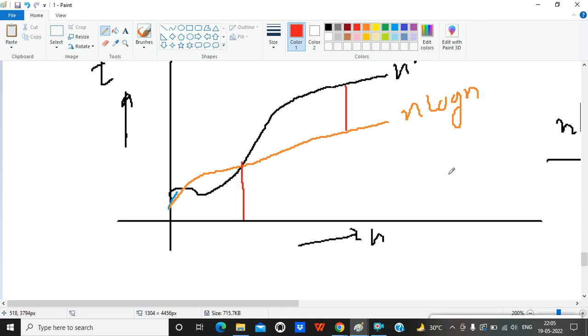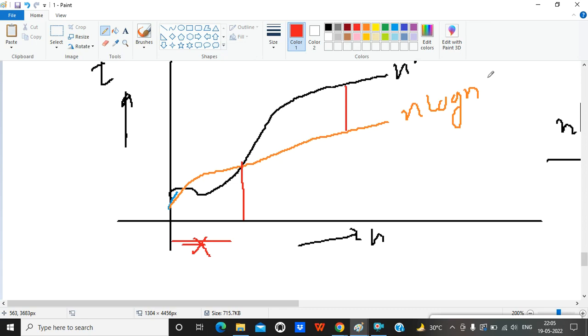So we are bothered about the higher values of n, not the lower values of n. We are not bothered about this part. We are bothered about the higher values of n, when the input size is really large, millions and millions of input size. At that time, how will your algorithm behave? That is our consideration.